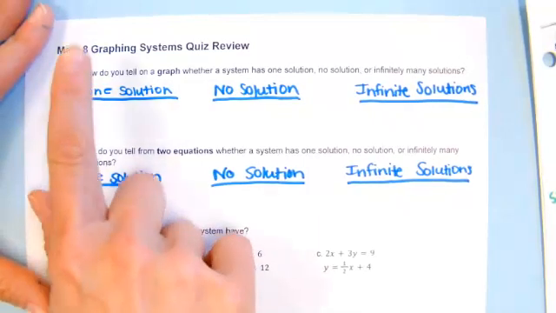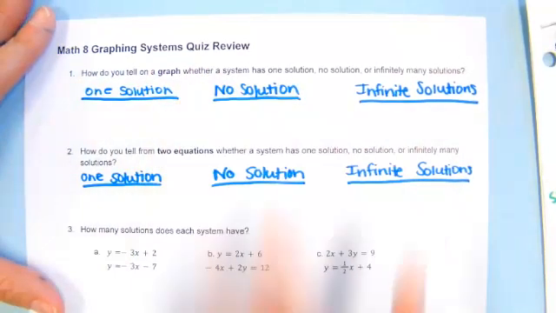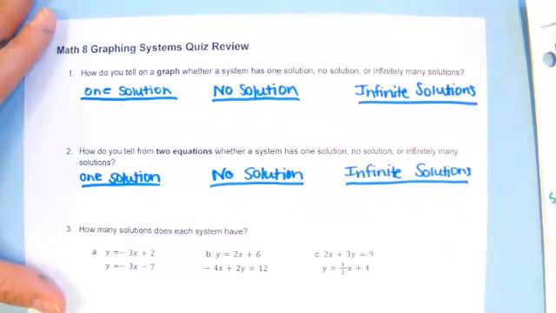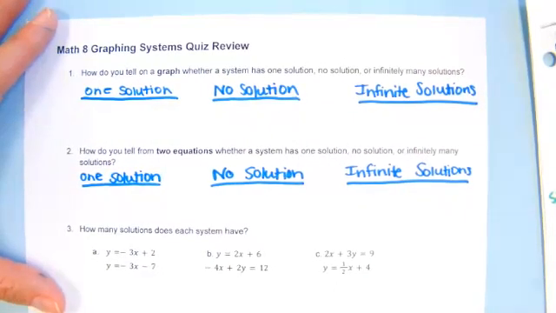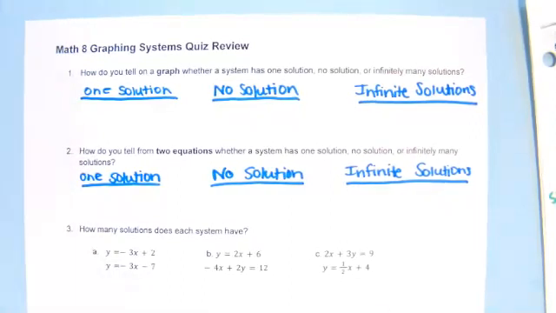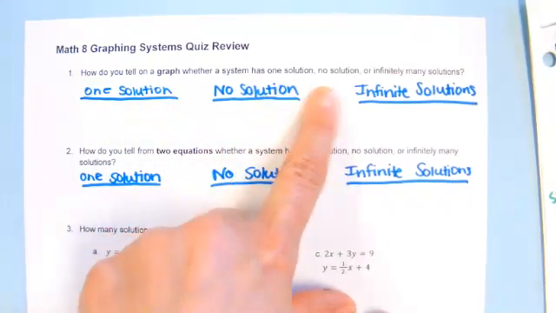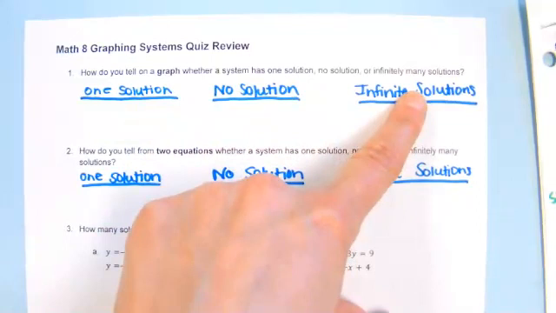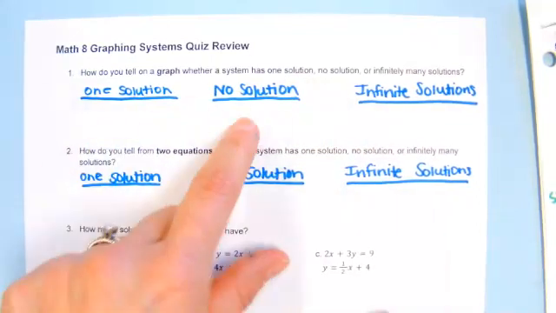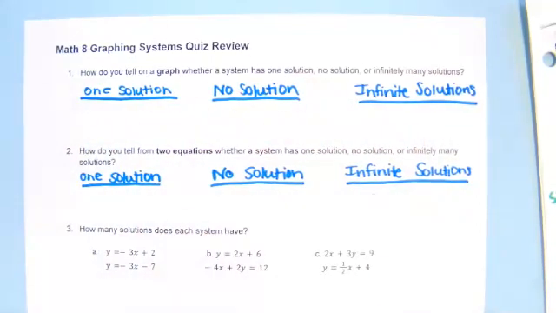Today we are going to do our quiz review over graphing systems, and tomorrow we will do our quiz review over solving systems without graphing. So, to start, this is all based upon a graph. It says, how do you tell on a graph whether a system has one solution, no solution, or infinitely many solutions? I divided that up into three sections for the first two questions.